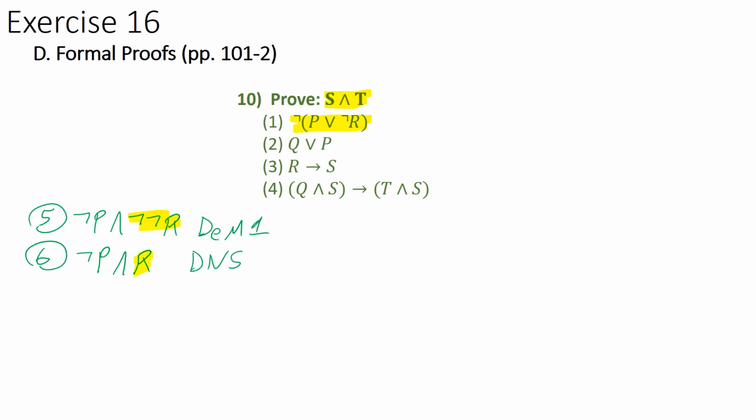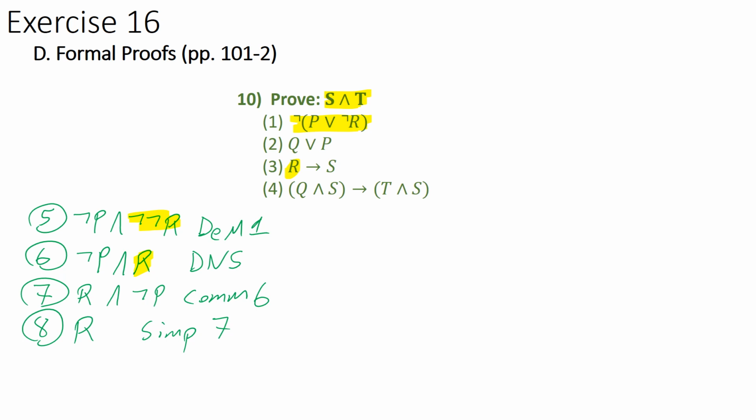We know R is the case. That appears as the antecedent to a conditional. So let's get R and not P by the commutative rule, line 6. And then for 8 we can get R by the simplification of 7. We could affirm this antecedent to affirm that consequent. So for 9, S, Modus Ponens, lines 3 and 8.